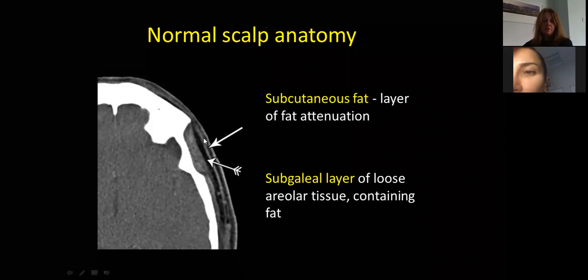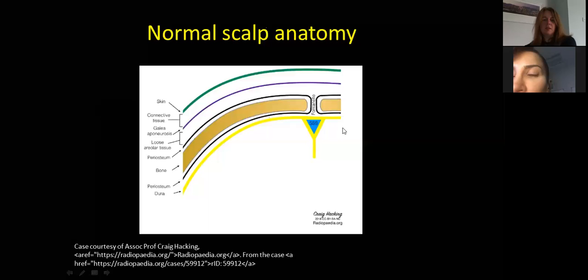And then underneath the fascia, between the muscle and the fascia, you've got the subgaleal layer. It's here. So these 5 layers really. This is the diagrammatic showing, this is a coronal. And of course the mnemonic is scalp, S-C-A-L-P. So S is for skin, C is for connective tissue, A is for the aponeurosis, L is for this loose areolar tissue, and P is for periosteum.